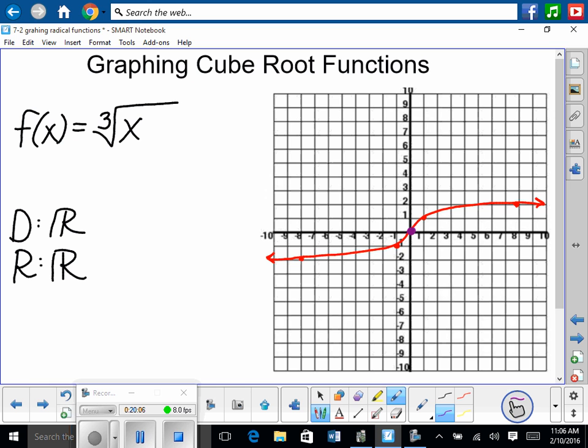So yeah, let's talk about this though. Domain is left and right. Isn't it going that way forever, that way forever? Sure is. So negative infinity to positive infinity, all real numbers. Isn't it also growing like this forever? Yeah. So all real numbers, all cube root functions will be domain and range all real numbers.